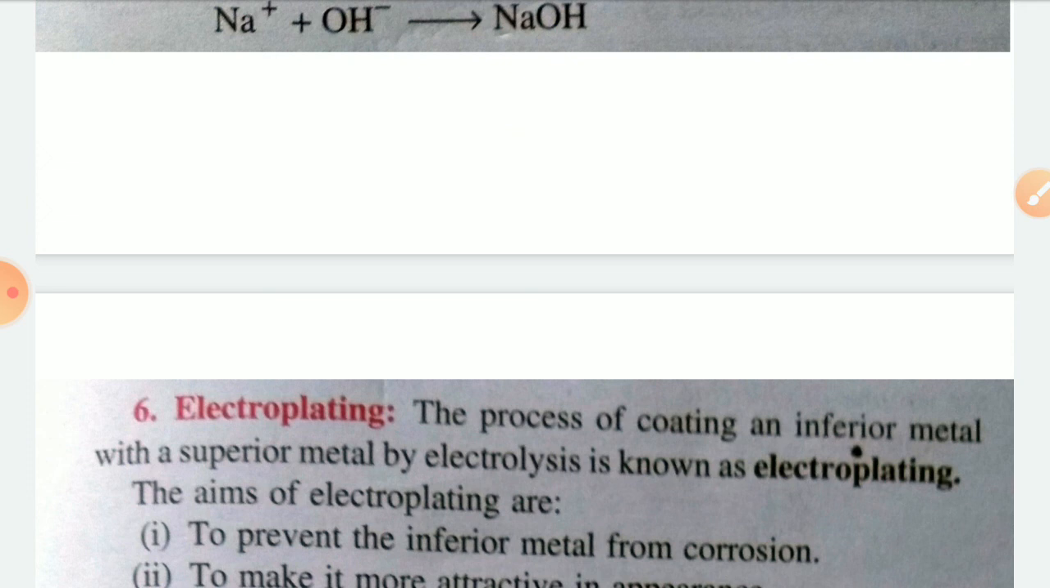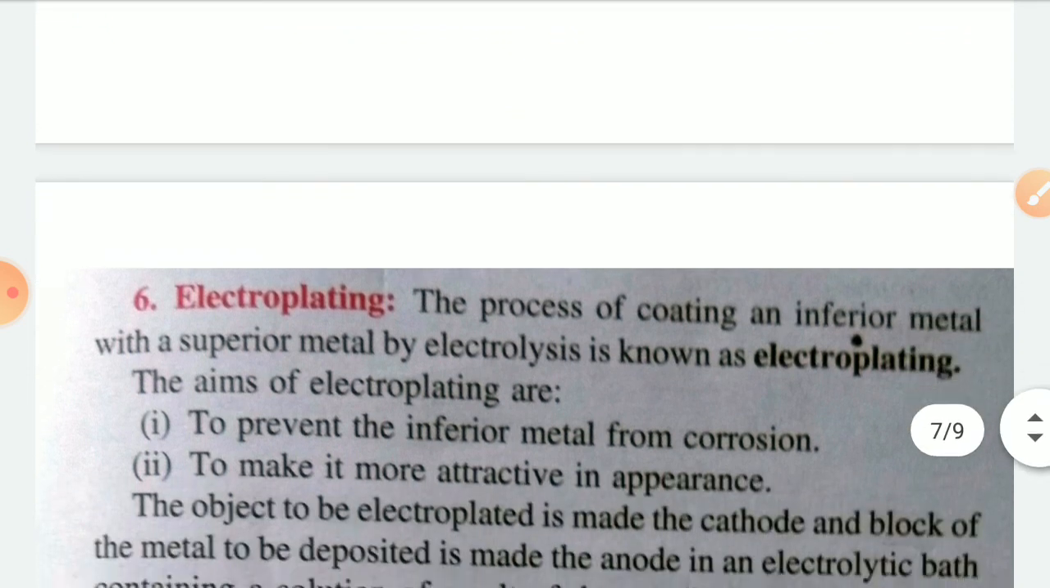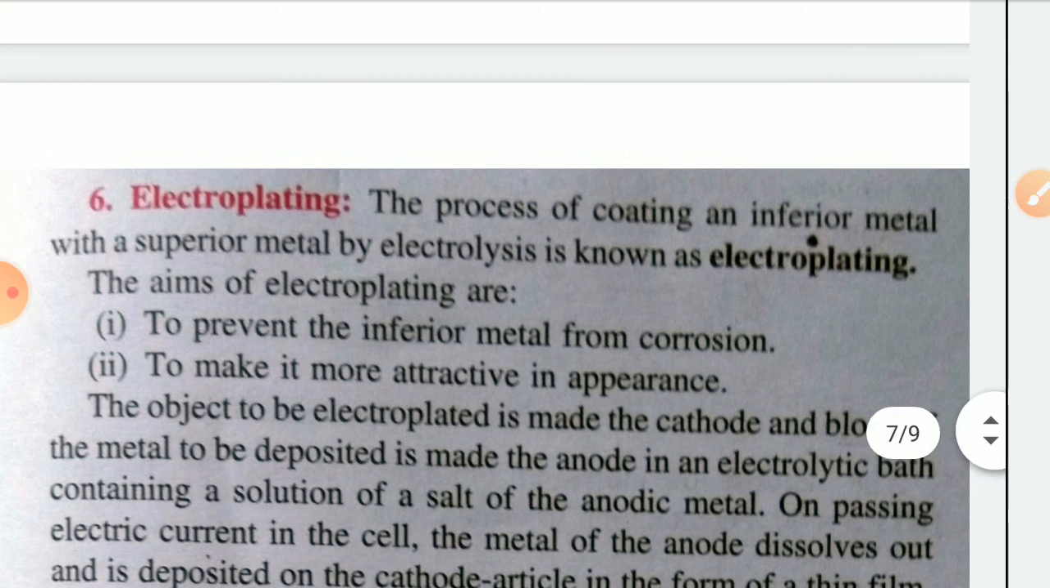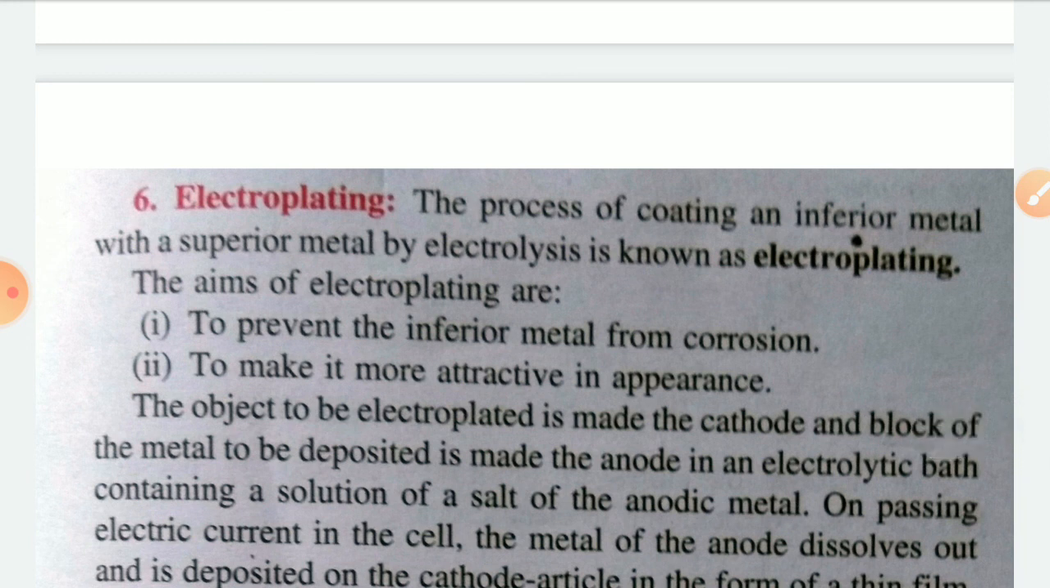In electroplating, the less reactive metal is made the anode and the more reactive metal is made the cathode. The process of coating an inferior, that is more reactive, metal with a superior metal by electrolysis is known as electroplating.